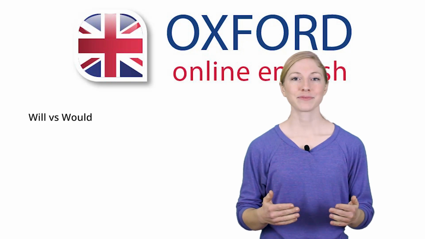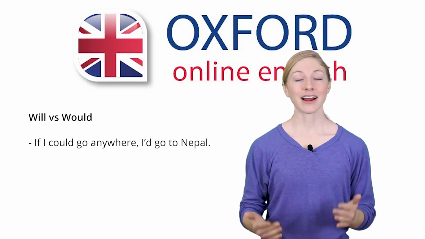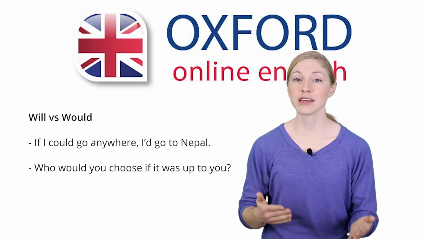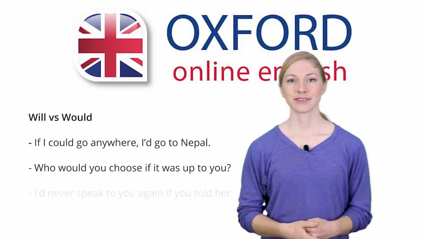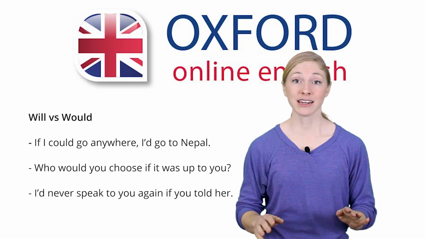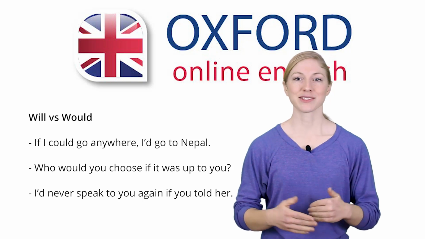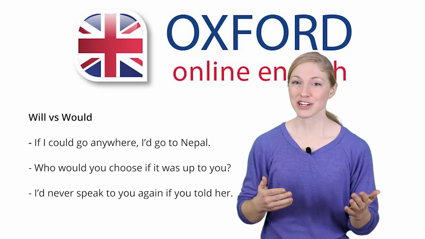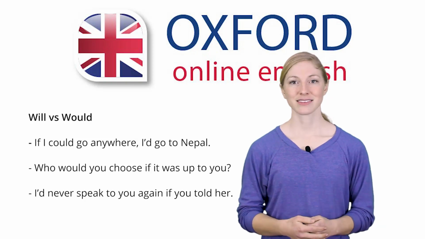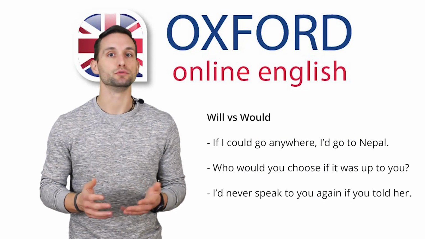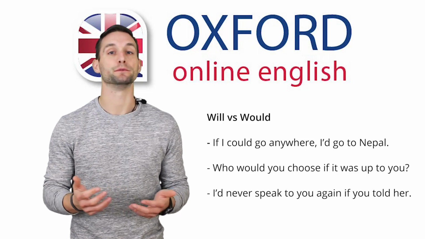Let's see how. If I could go anywhere, I'd go to Nepal. Who would you choose if it was up to you? I'd never speak to you again if you told her. Look at these examples. Do you know what imaginary future means? It means you're imagining something in the future, but you don't think it will actually happen in reality.